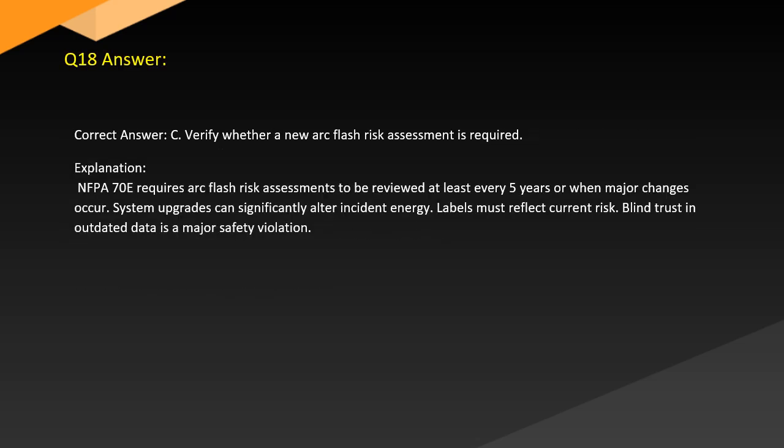Answer. Correct answer: C. Verify whether a new arc flash risk assessment is required. Explanation. NFPA 70E requires arc flash risk assessments to be reviewed at least every 5 years or when major changes occur. System upgrades can significantly alter incident energy. Labels must reflect current risk. Blind trust in outdated data is a major safety violation.